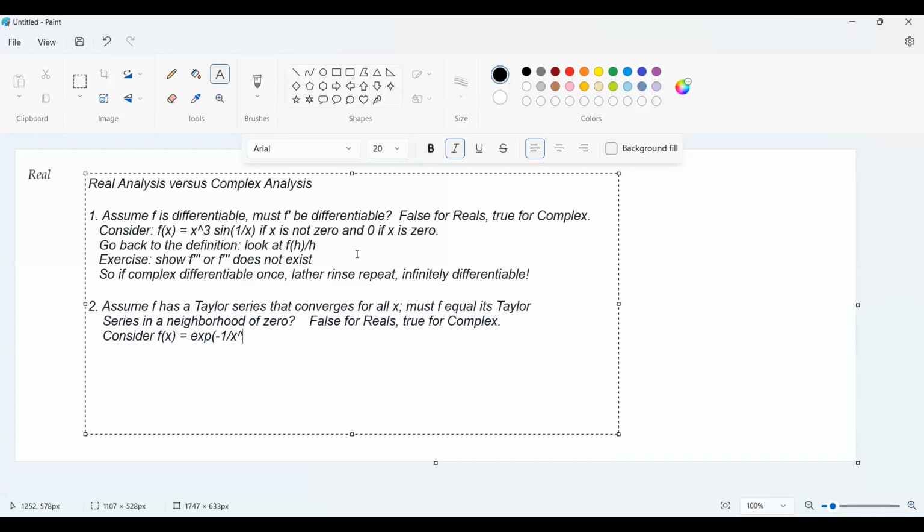So this is one of my favorite functions, if x is not 0, and 0 if x is 0. This function is incredibly rapidly decaying. If you take x to be 1 over 100, you've got e to the negative 10,000.